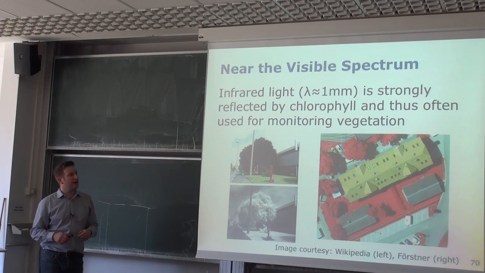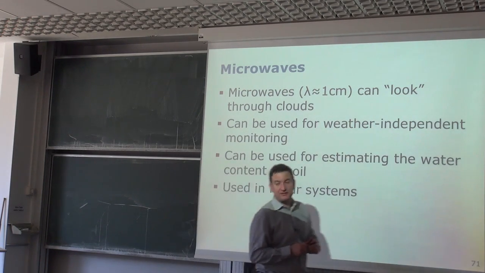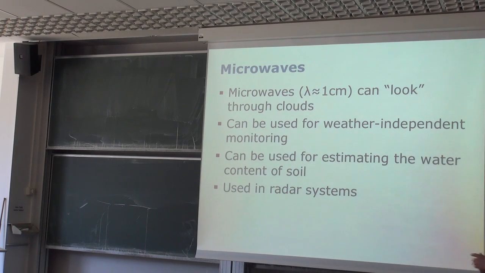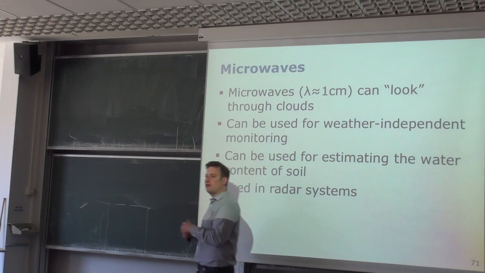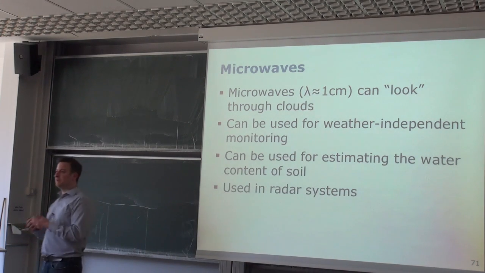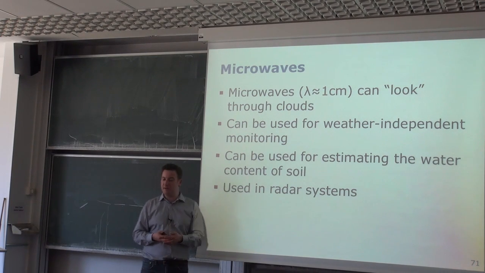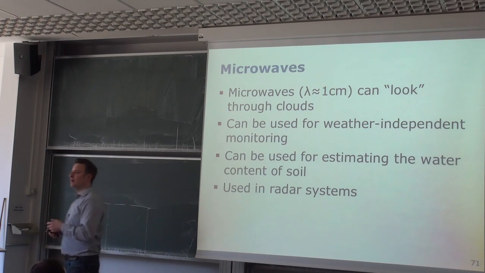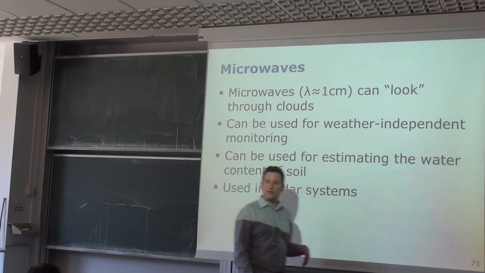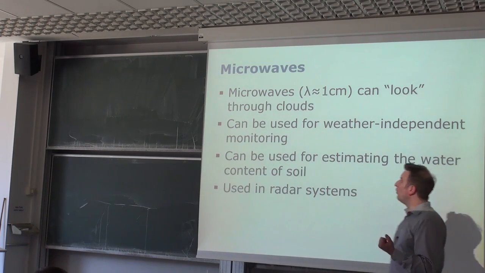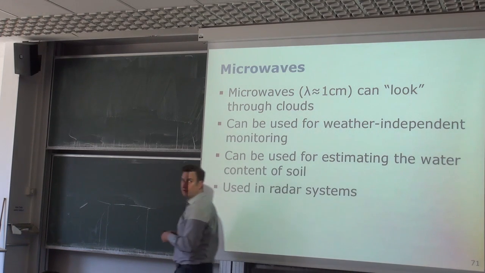Also, other parts of the spectrum are relevant if you look into microwaves, so wavelengths of something around 1 centimeter. We can use this to look through clouds, which is very relevant if you look into monitoring the Earth from satellites, because you can be weather independent. It can also be used, for example, to estimate the water content in the ground or in soil. And therefore, whenever you do water monitoring, this is a frequency that you typically consider.